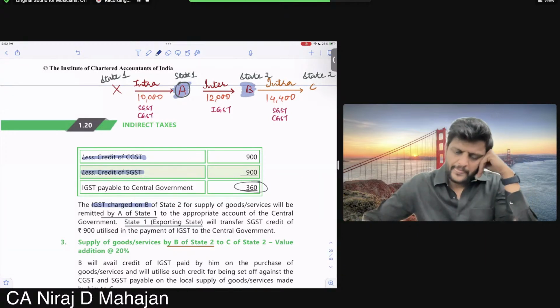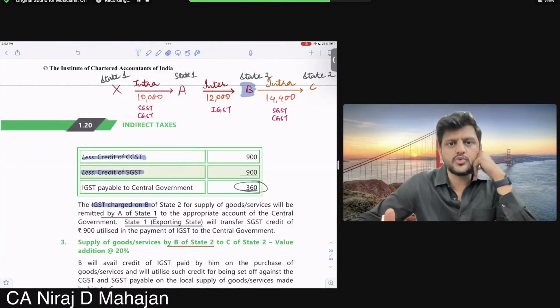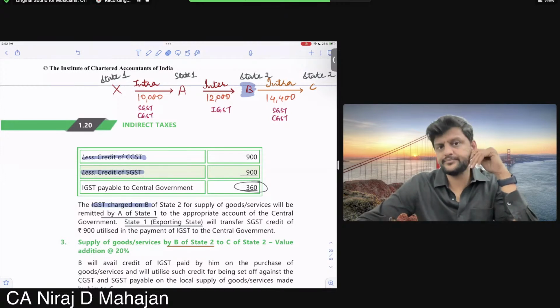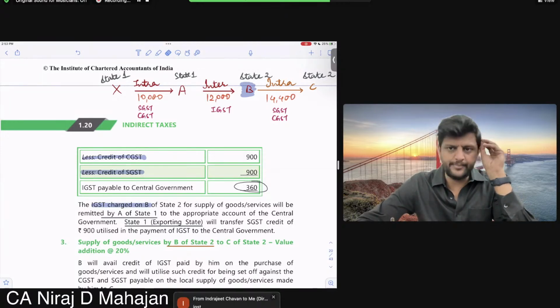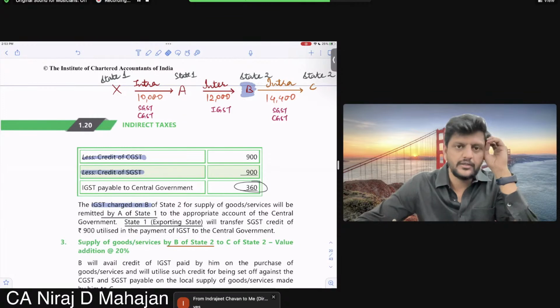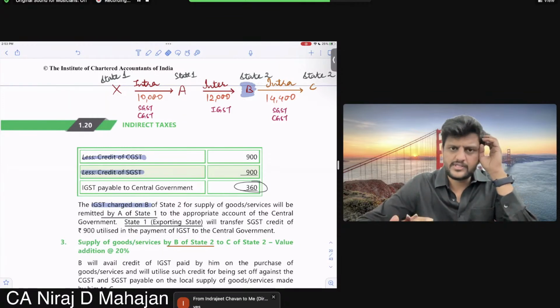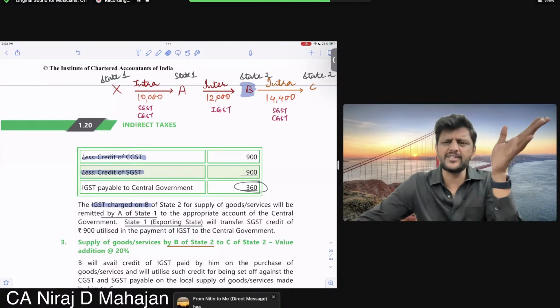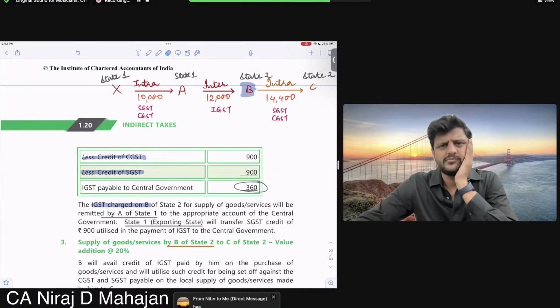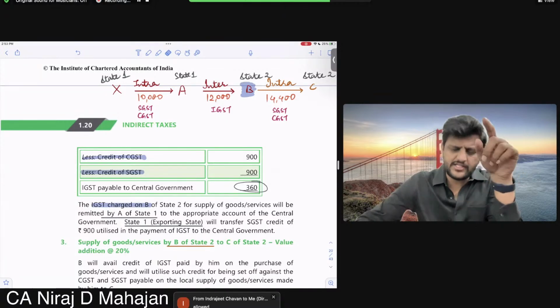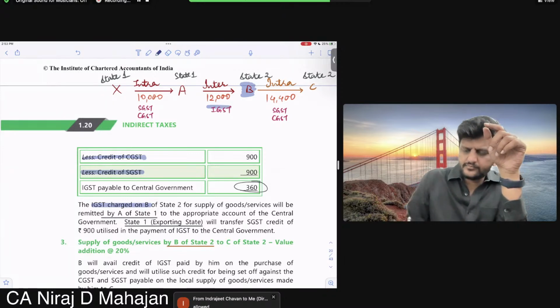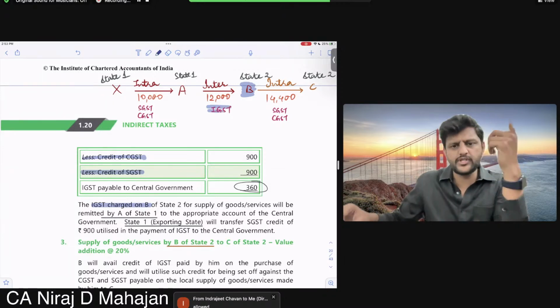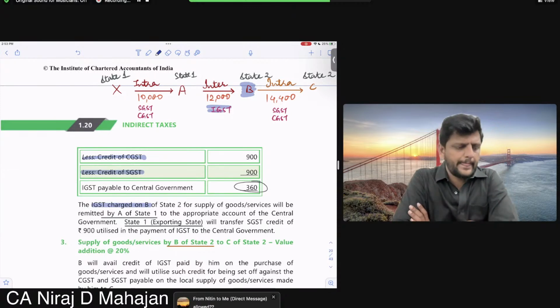Now you tell me, children, B has what ITC? IGST. B has what output? CGST and SGST. Isn't it? Correct? So again, is it allowed? Tell me. Is IGST ITC allowed or not to be set off against CGST and SGST?